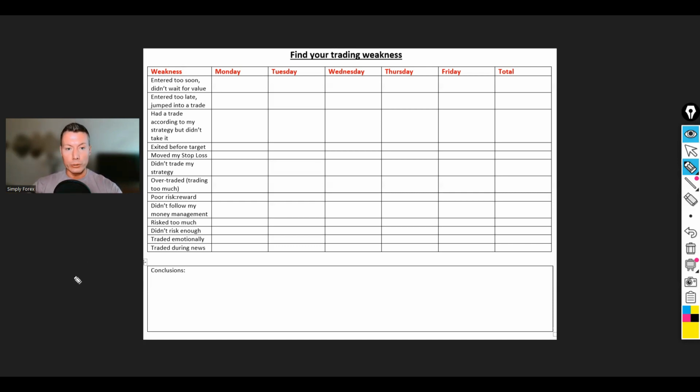So this is what you're going to do, guys. Monday, you are going to trade. Let's say you have 1 or 2 trades. Maybe on the first trade, you entered too soon. I want you to tick that box. Maybe on that same trade, you exited before target. Tick that box. And maybe you didn't risk enough. Tick that box. So that was Monday's trades.